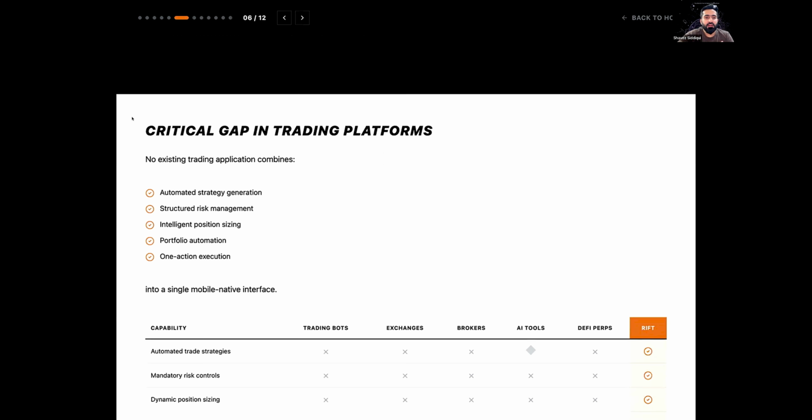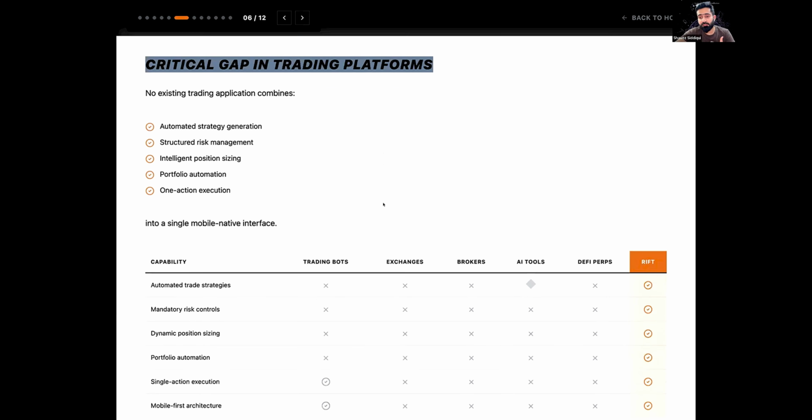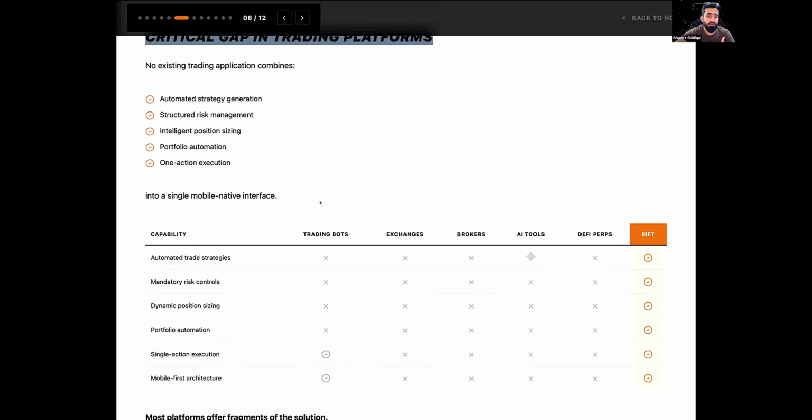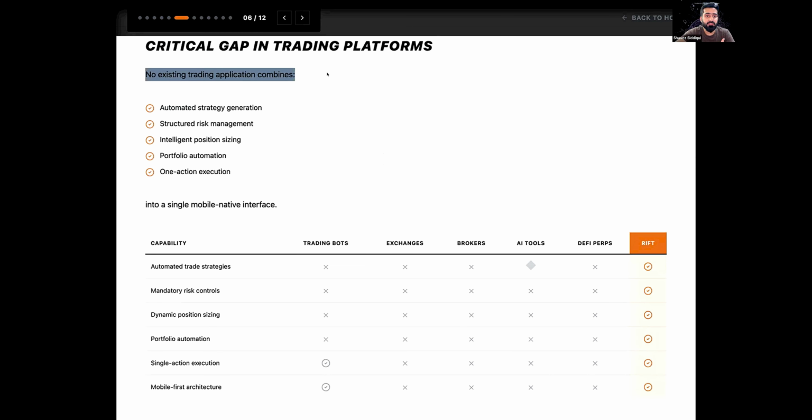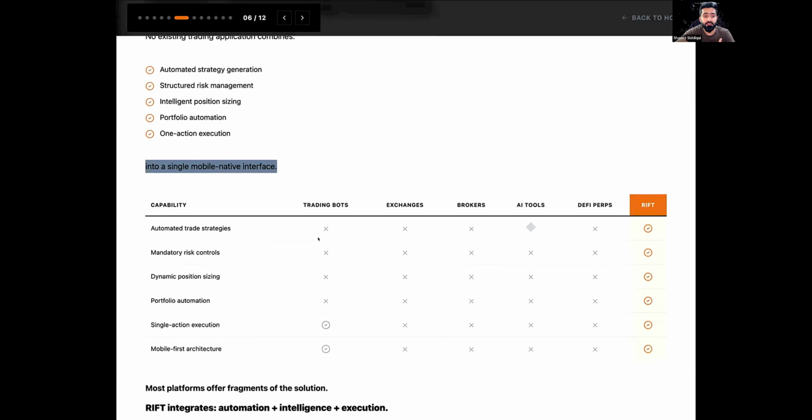Let's look at the critical gap in trading platforms that are there in the market. We are going to compare everything when it comes to Rift. No existing trading application combines automated trading strategy generation, structured risk management, intelligent position sizing, portfolio automation, and one-action execution into a single mobile native interface.